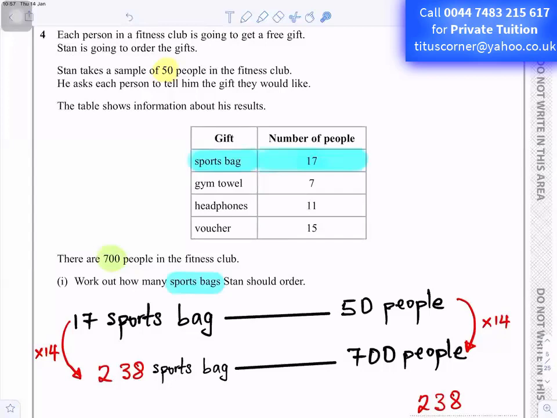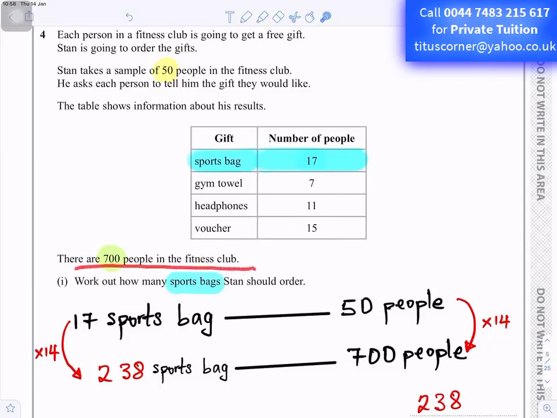Question number 4. Each person in a fitness club is going to get a free gift. Stan is going to order the gift. Stan takes a sample of 50 people in the fitness club. He asks each person to tell him the gift they would like. The table shows information about his results, the gift and the number of people. For sports bag, 17 people wanted a sports bag. For the gym towel, 7 people wanted a gym towel. For headphones, 11 people wanted headphones. For voucher, 15 people wanted a voucher.